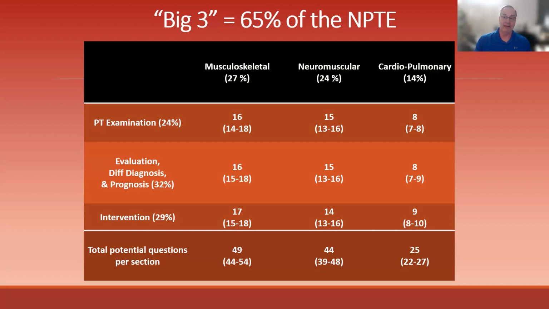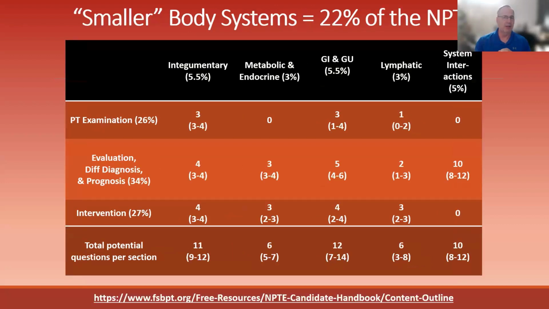We don't want to forget the smaller systems, and the smaller systems comprise about 22% of the examination. You could have questions that deal with the elbow, forearm, wrist, and hand, upper extremity disorders that are based on some of the smaller systems, like, for instance, the lymphatic system. So dealing with somebody working with a patient that has lymphedema, or answering questions about that, or the integumentary system. Maybe somebody has had burns that involve the upper extremity, or some type of skin disorder.